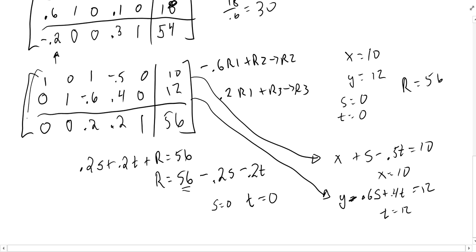The short way is you just look for the nice columns of 1s and 0s, and then wherever the 1 lines up, if you've done the simplex method correctly, that's where your values will be.